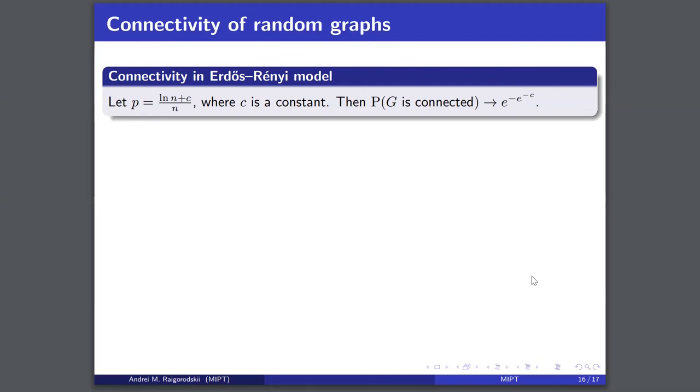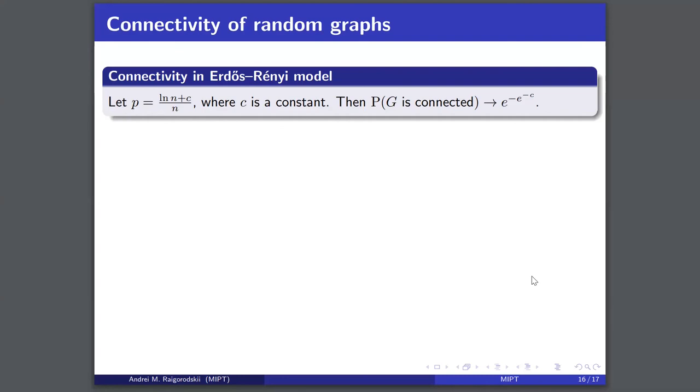And you see, if c is strictly greater than 1, then this multiplication tends to 0. And if c is strictly less than 1, then this multiplication tends to infinity. So what does it mean? If you are above this threshold function, c greater than 1, then with very high probability, you will not have isolated vertices. And if c is smaller than 1, you are below this threshold function, then you may assume that with high probability, you will have some isolated vertices.